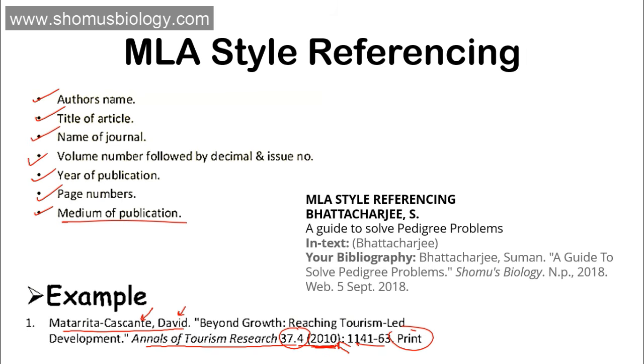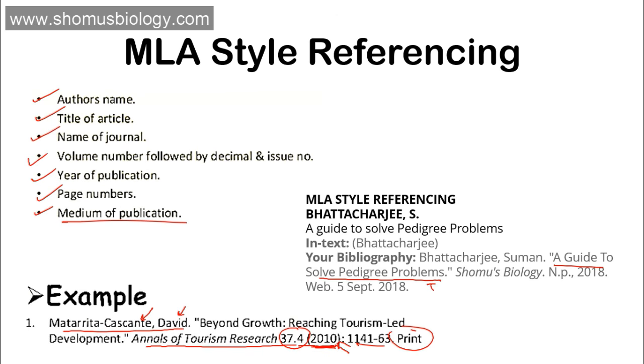But for a website, let's assume again you're taking some information from my blog on my website, a guide to solve pedigree problems. So I'm the writer, Bhattacharji, comma Suman. So how to mention it? In the bibliography, you should mention Bhattacharji first, which is my surname, then comma, then my name Suman. Stop. Then inside the inverted comma, you should mention the title, A Guide to Solve Pedigree Problems.